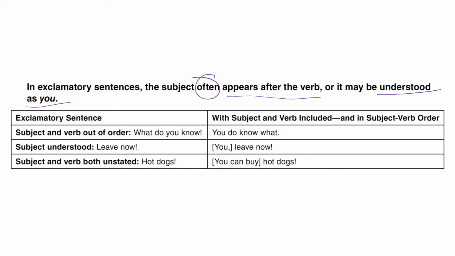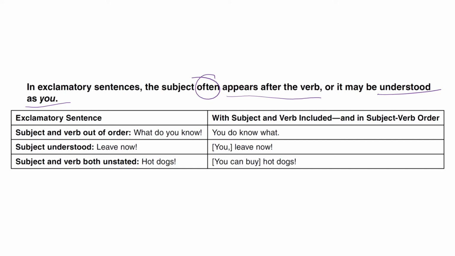So let's see the first one, subject and verb out of order, not in the known subject-verb order. What do you know? Normally it is: you do know what. So the subject is you, and here it comes after the auxiliary do. Again, the purpose of this is just to identify the subject in exclamatory sentences.